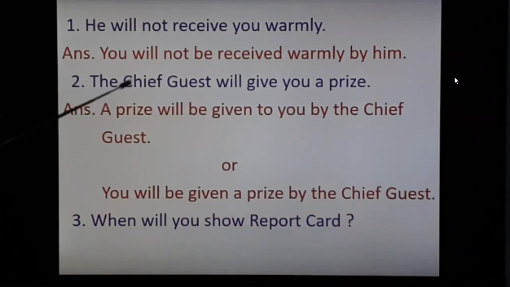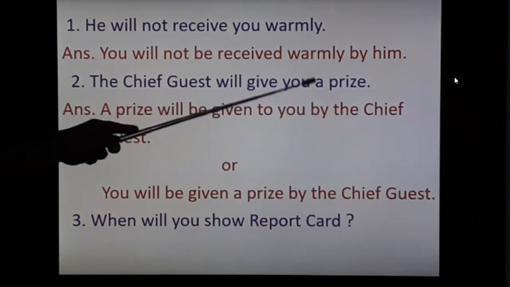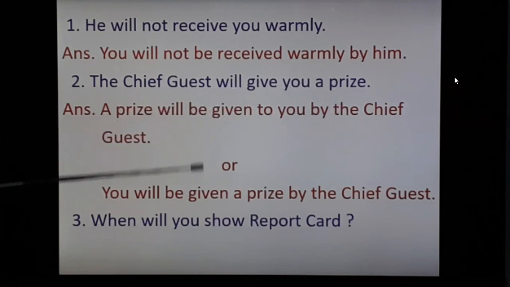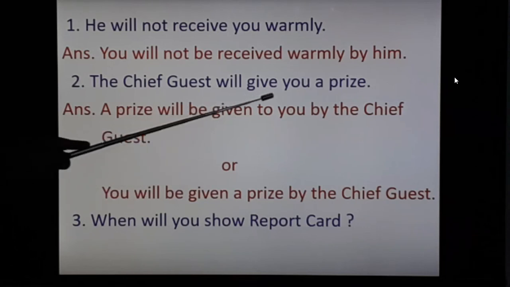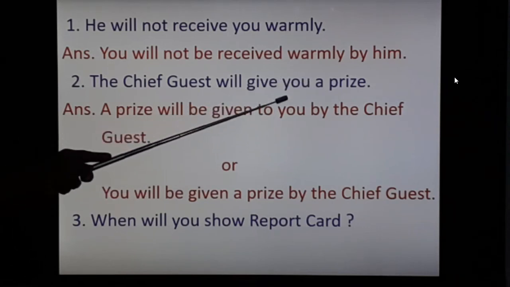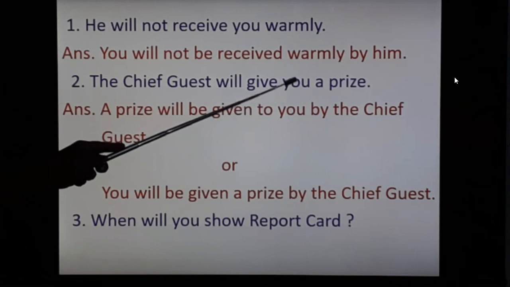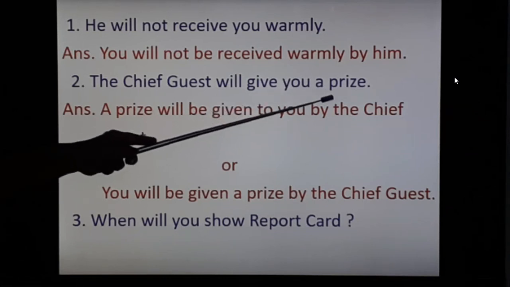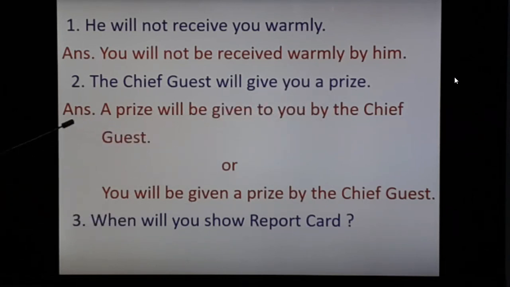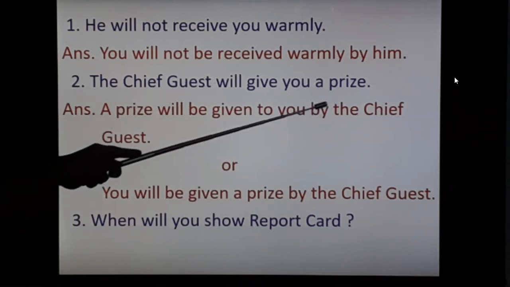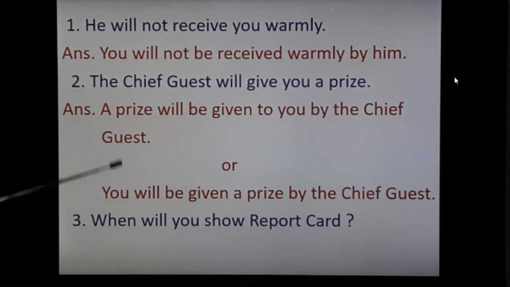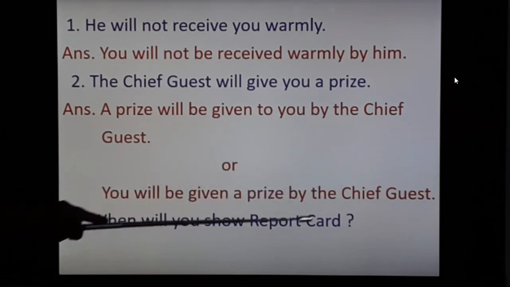Next, the chief guest will give you a prize. So, there are 2 ways you can frame this sentence into passive voice, because here 2 objects are given, a direct object and an indirect object. Okay, this is the indirect object and this is the direct object. So the answer: a prize will be given to you by the chief guest, or you will be given a prize by the chief guest.